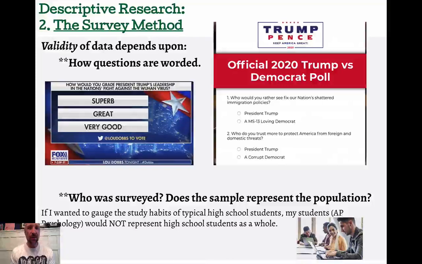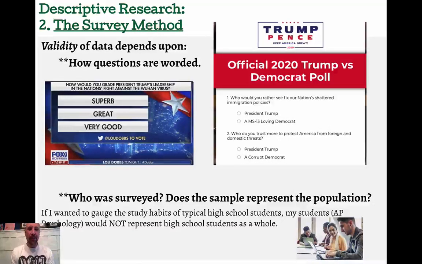A couple other things that are important in the survey is how you word surveys. You'll see leading surveys. This one is particularly bad over here, this Trump Pence one, which I'm sure is made by some other group, it's not sanctioned by Trump. I would hope not. But you can see, who would you rather see fix our nation's shattered immigration policies? So first of all, it's a leading question because it's implying that immigration policies are shattered. And then second, you see your two options are President Trump or an MS-13 loving Democrat. Okay, so obviously you're going to get some skewed results there and meaningless results.